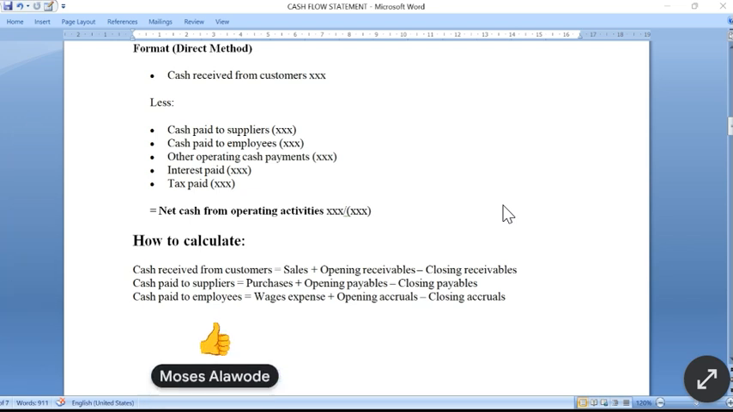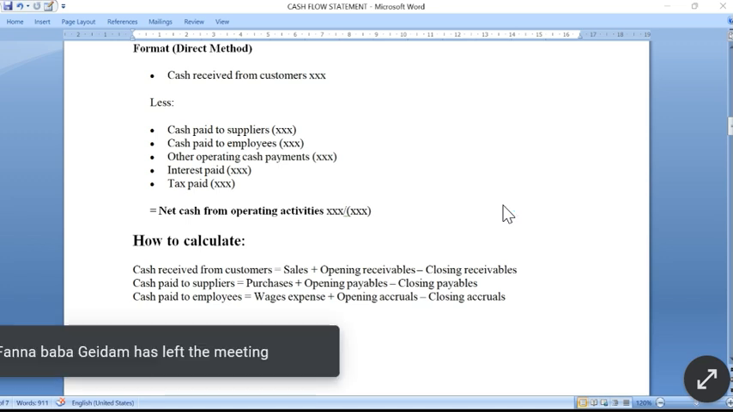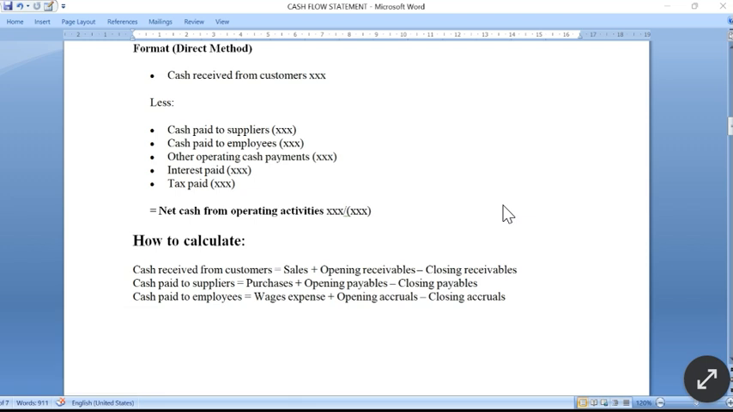Please, this is the way to handle the direct method. Very, very simple. Cash paid to customers, cash paid to employees, other operating cash payments, interest paid, tax paid. All of these are outflows. You subtract them from the inflows. The inflow is cash received from customers. That's how to deal with the direct method under operating activity.